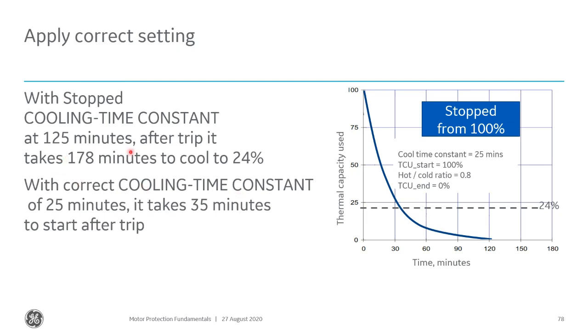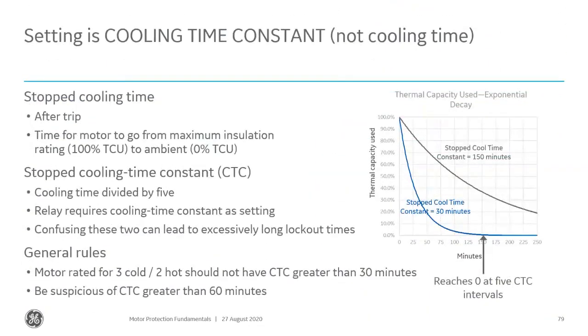And remember that the cooling time constant is not the same as the cooling time. The stop cooling time is considered after it trips, after the motor stops. It's the time for the motor to go from maximum insulation rating to ambient. So from 100% thermal capacity used to 0% thermal capacity used. The stop cooling time constant is the cooling time divided by 5. So they used the cooling time, not the cooling time constant, so it was 5 times the value that it should have been. The relay will only accept a cooling time constant, but confusing these two leads to excessively long lockout times.